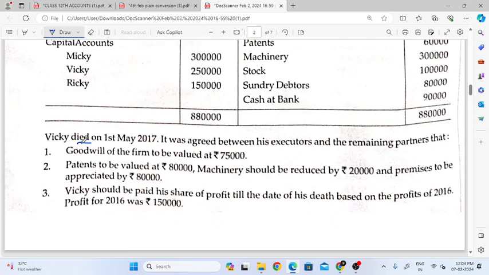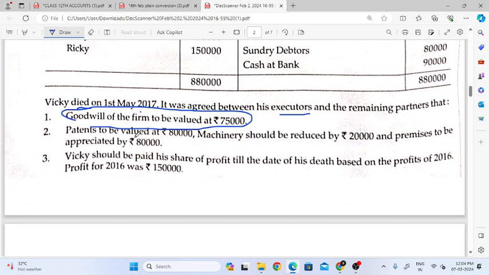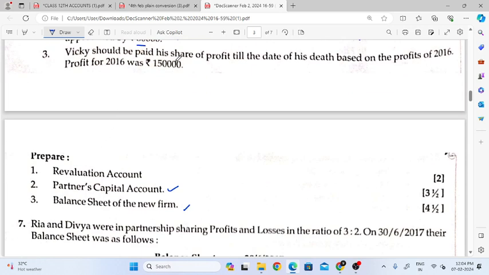Then Vicky died on 1st May 2017, and it was agreed between his executors and the remaining partners that goodwill of the firm, here the goodwill of the firm they have given, then patents to be valued at 80,000, machinery should be reduced by 20,000, and premises to be appreciated by 80,000. Okay, then Vicky should be paid his share of profit till the date of his death.